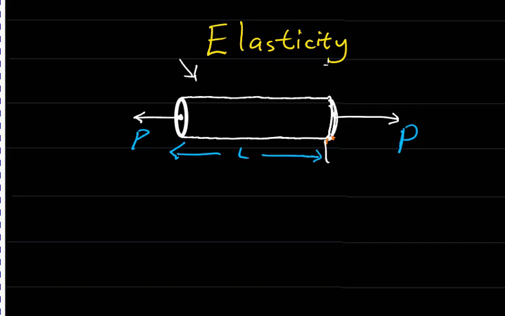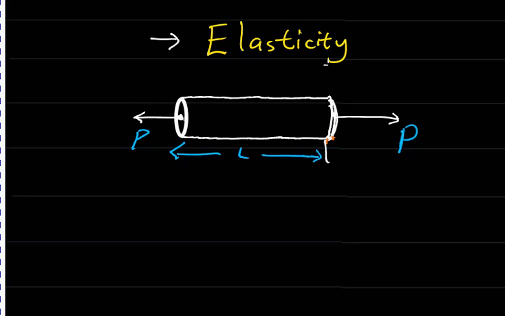Alright, so in this video, we're going to be discussing elasticity. So what is elasticity? Elasticity is the ability of a material to return to its original size or shape after being deformed. That is the ability of a material to regain its original shape or size after it has been deformed.